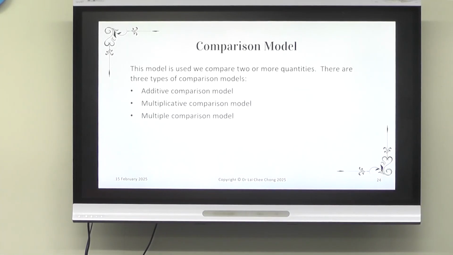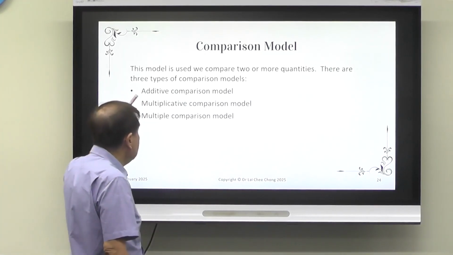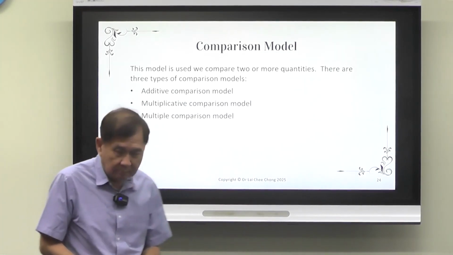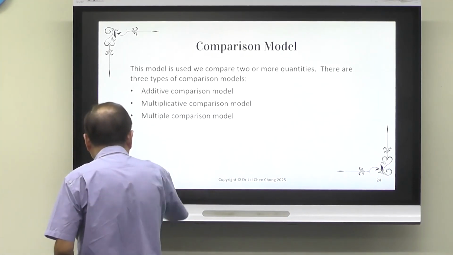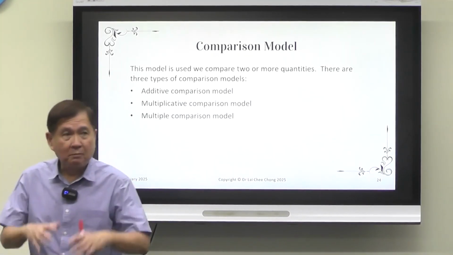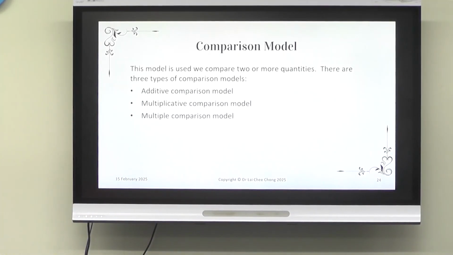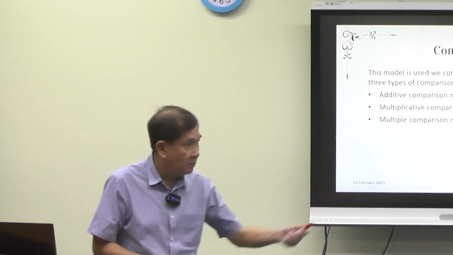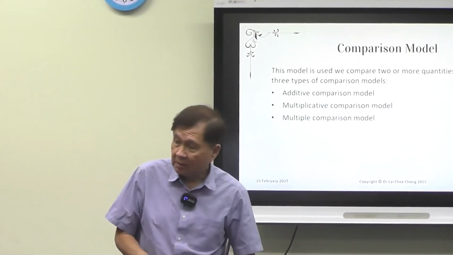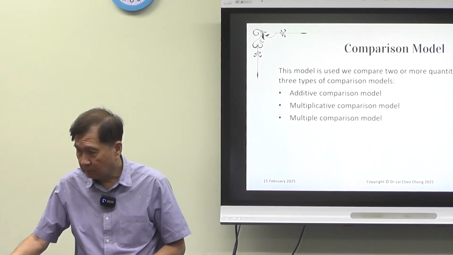And in this comparison model, there are also three types. I talk about these three types here. One is called the additive comparison, the other is called the multiplicative comparison, and the last one is multiple comparison. It's all put together. So you get these three types of comparison models, okay? I'll touch on all three of them. Just earlier on, I've seen some of you using the comparison model, which is good anyway, but it will fall into this category here. Now, let's take a look at the first one.